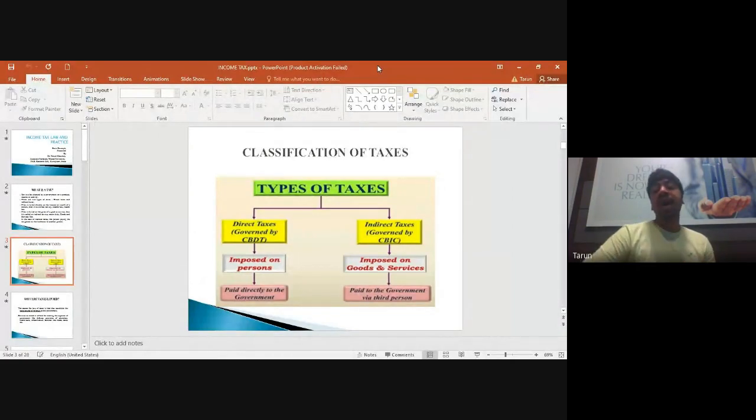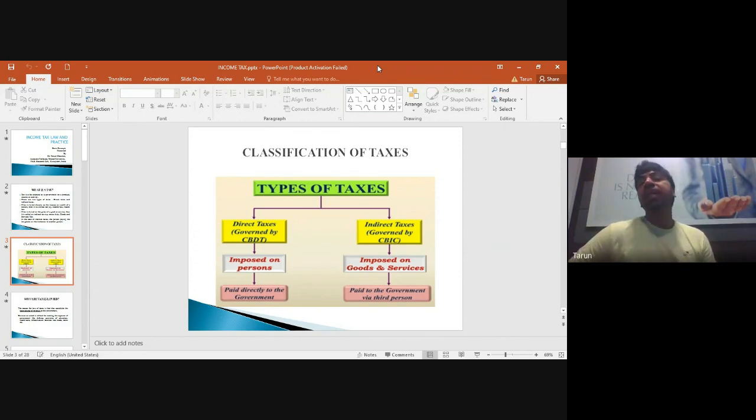So always see, the direct tax is always imposed on the persons on their income that he or she has earned, right? And that tax is paid directly to the government. So there is no third party authority who can take the money from the individuals and pay directly to the government. If you are paying any tax and that goes directly to the government, it is called the direct tax, and it comes under the Central Board of Direct Taxation, right?